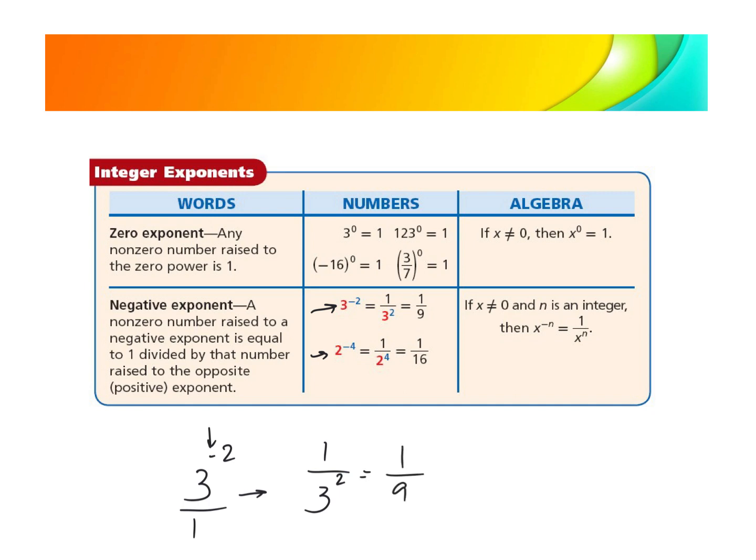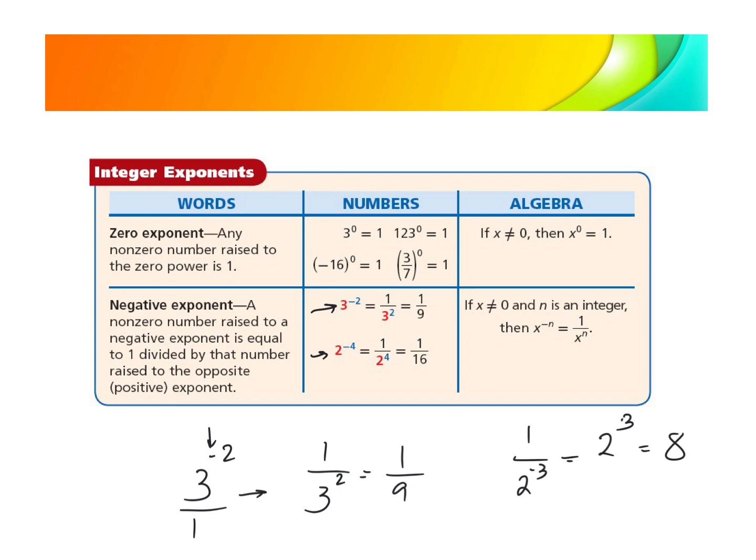Now, if by any chance you have, let's say, 2 to the negative 3, again, the negative doesn't mean that the answer is going to be negative. It just means it's not in a happy place. So we're just going to flip it: 2 to the 3rd power at the bottom of the fraction. So we're going to get 2 times 2 times 2.